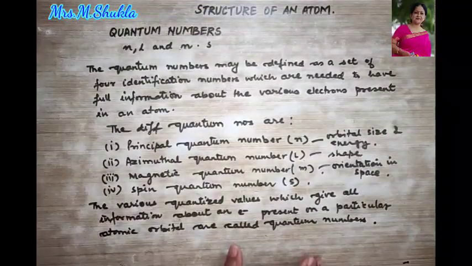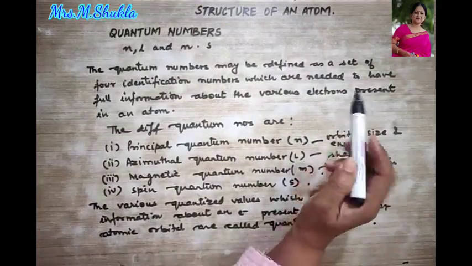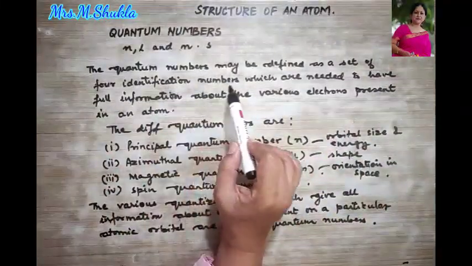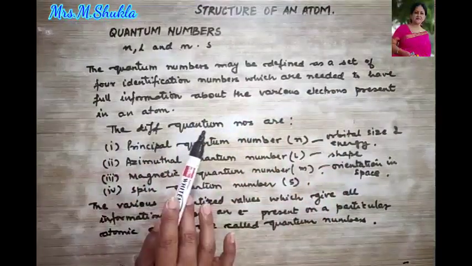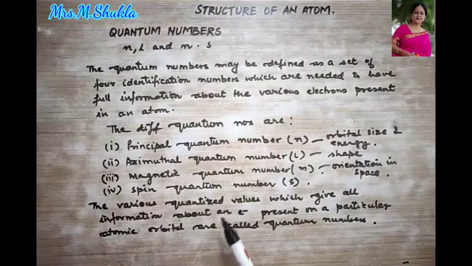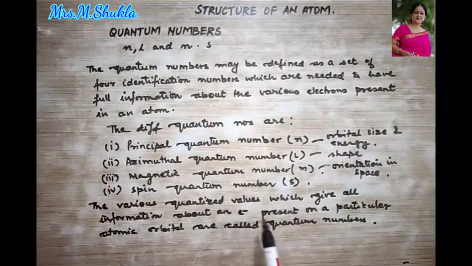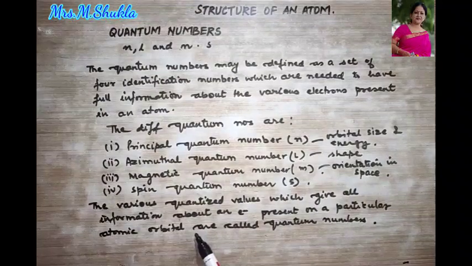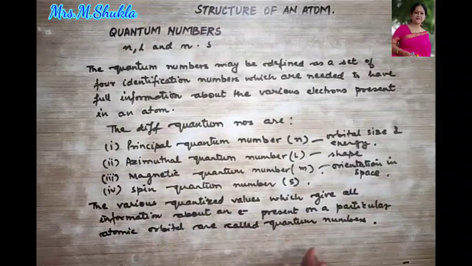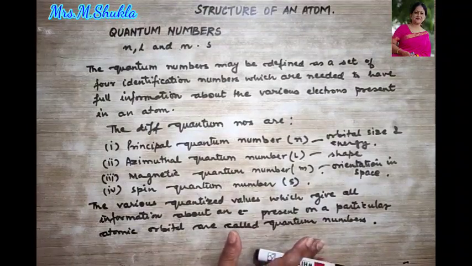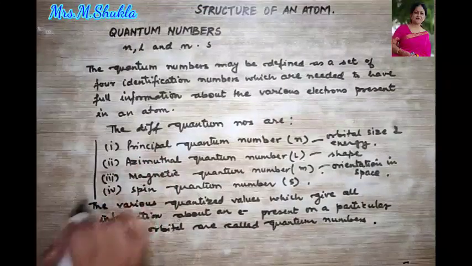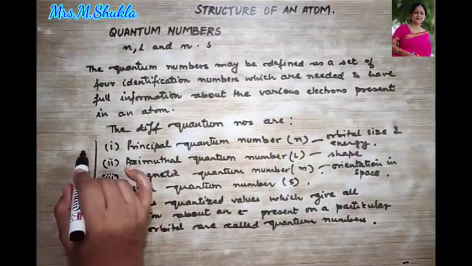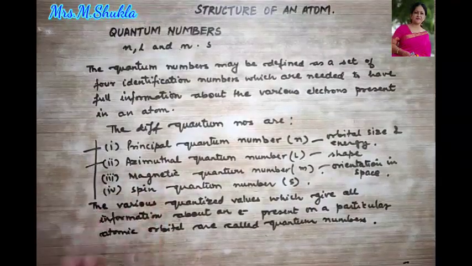Right? So how can you define a quantum number? They may be defined as a set of four identification numbers which are needed to have full information about the various electrons present in it. The various quantized values which give all the information about an electron present in a particular atomic orbital are termed the quantum numbers. I hope that till here it is very clear. So let us begin to understand all these four quantum numbers, out of which today I am going to deal with only the first and the second one so that you understand it clearly.